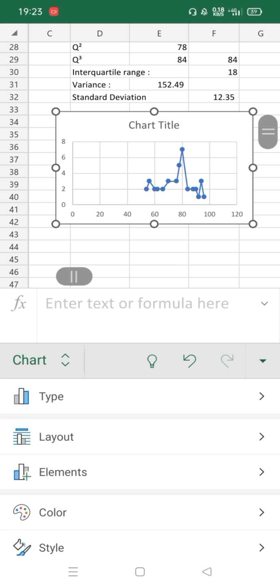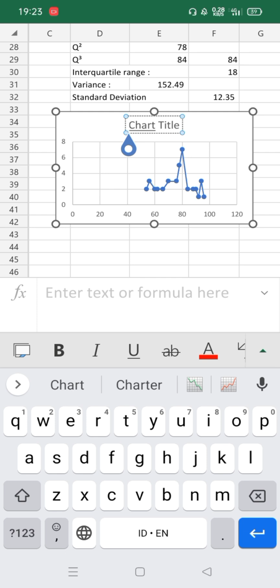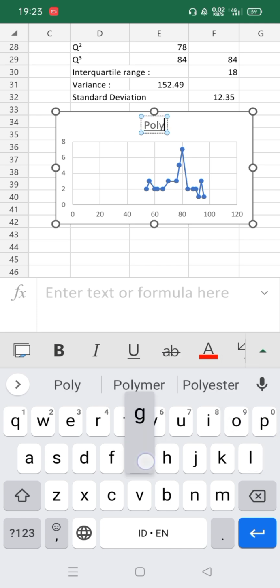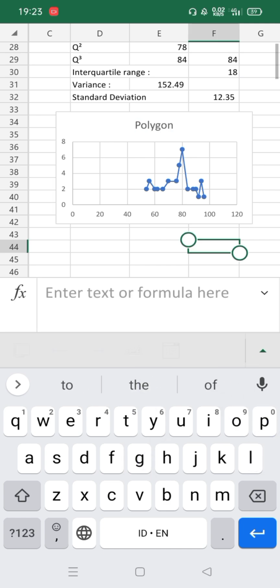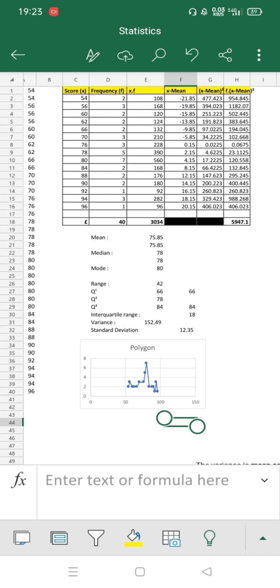For the chart title, we changed the chart title into Polygon. Okay, and there you have it. And then you just submit it. You did it, you have done it, all is clear.